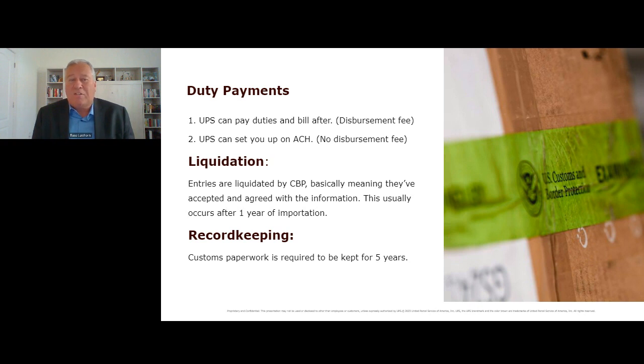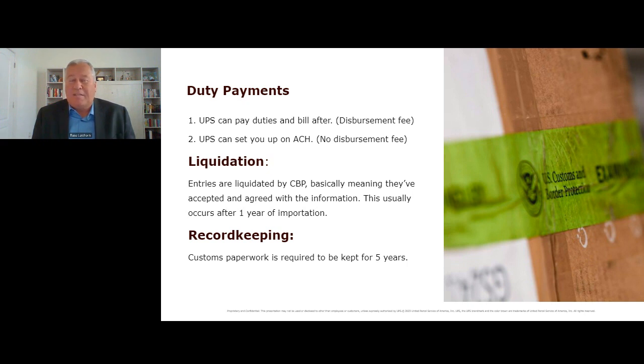Now you can say, well, Russ, we import a lot, I don't really want to be paying a bunch of disbursement fees. You've done an analysis and you're paying a lot of money in disbursement fees. How can I get rid of those? You can be set up on ACH, automated clearinghouse. There are no disbursement fees associated with ACH, because it's like a direct withdrawal from CBP.